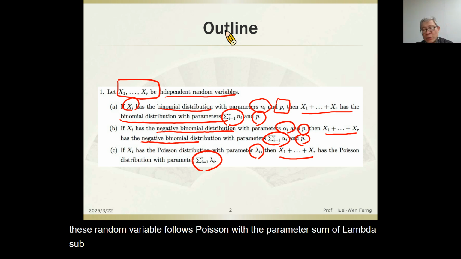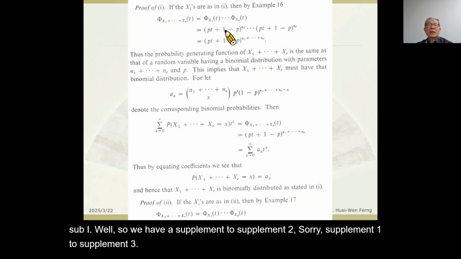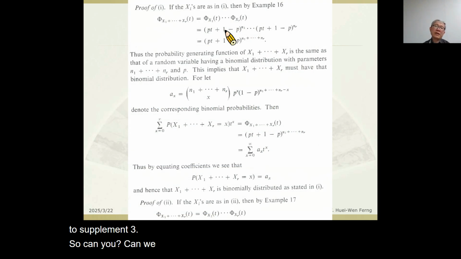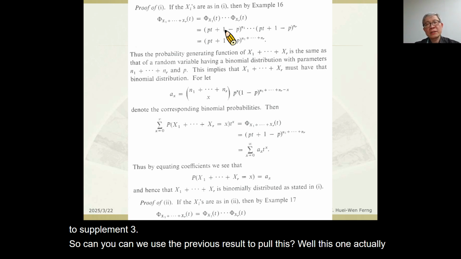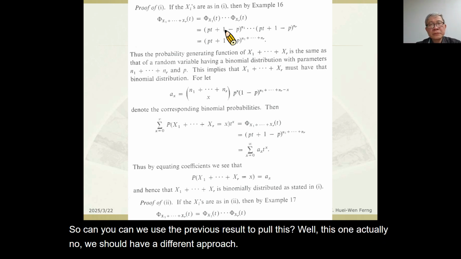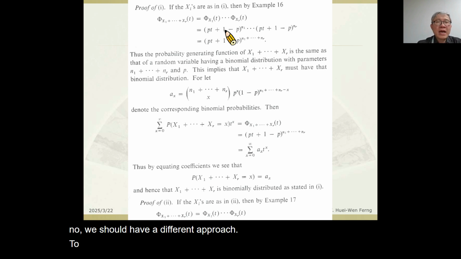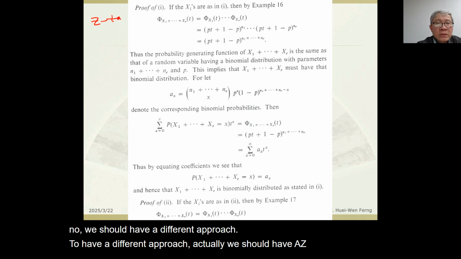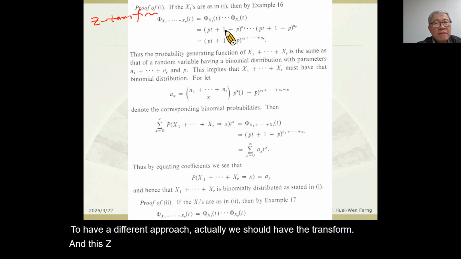Well, so we have supplement 1 to supplement 3. Can we use the previous results to prove this? Well, actually no. We should have a different approach. To have a different approach, we should use the Z transform, and this Z transform gives the so-called generating function.